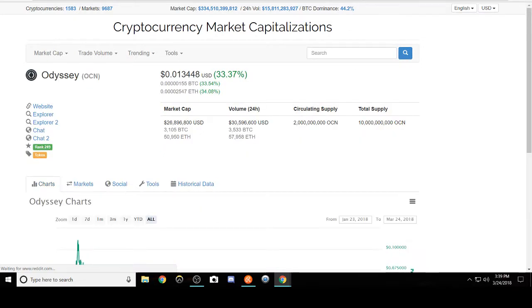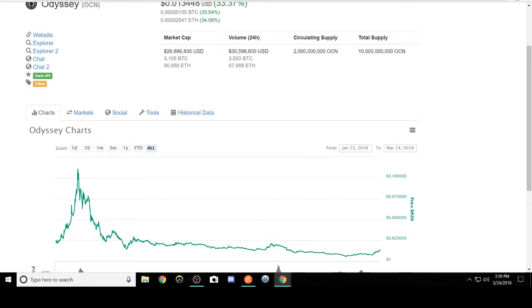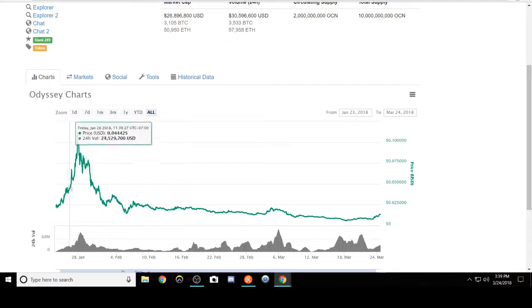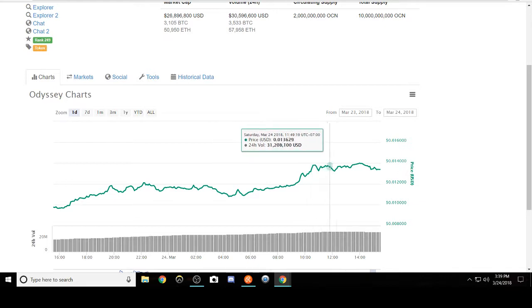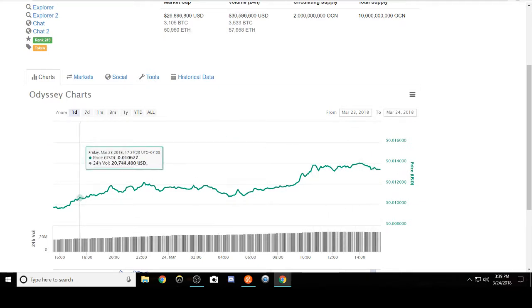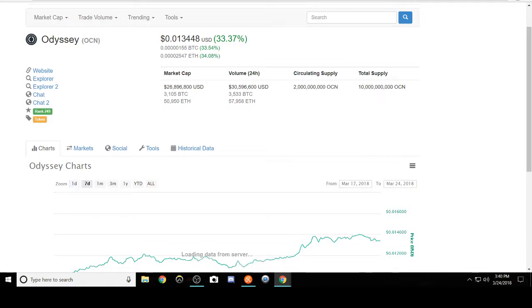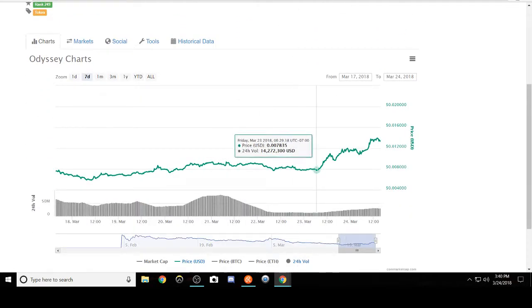So it's Odyssey. I don't really know much about this one, so I'm going to get an idea of what's going on with this one. So that's your buy-in price right there. That's what it's up over the last 24. Let's look at the last day, see what it's done. So it has some decent movement. Over the last week, it's actually gone up a lot.